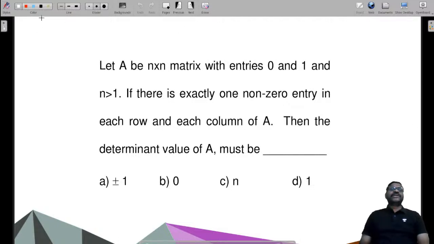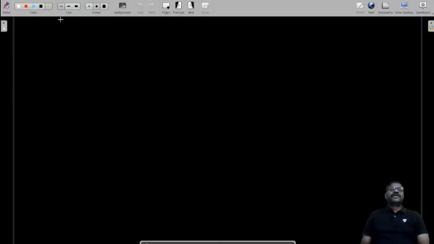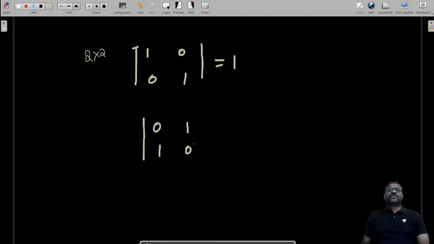Let A be n cross n matrix with entries 0 and 1. If there is exactly one non-zero entry in each row and each column of A, then determinant value of A must be. Observe here. Let us take 2 cross 2 matrix. If your matrix is 2 cross 2, 1 0 0 1, determinant value is 1. 0 1 1 0, determinant value minus 1. So determinant value is either 1 or minus 1. Okay na?